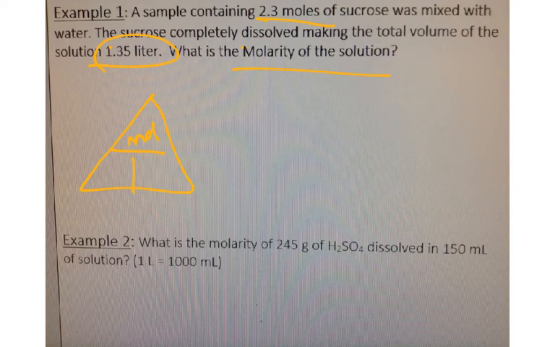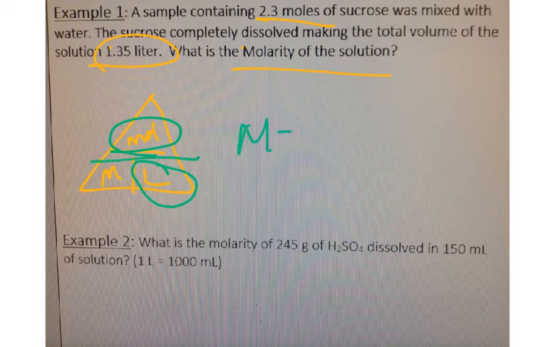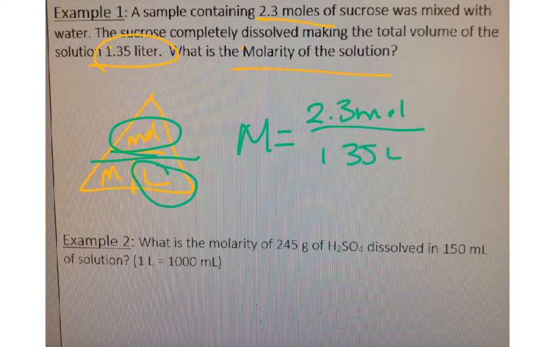Whenever I ask or give you grams, you are going to use the grams formula. So in this case, I give you moles, and I give you liters. So I'm going to take my moles divided by my liters, and that equals my molarity. So molarity equals 2.3 moles divided by my 1.35 liters, and that rounded to the correct number of sig figs is 1.7 molar. Once again, remember I said I assigned it with a number, so now I say molar.